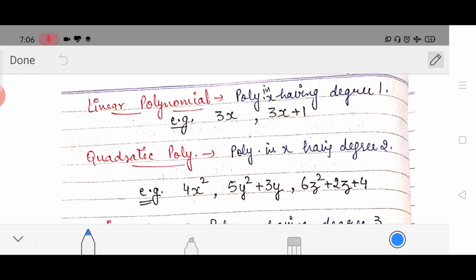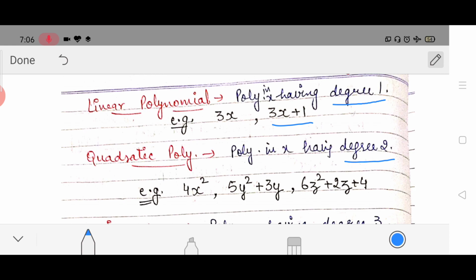So here you have to learn this point. Linear polynomial means its degree should be 1. And what is quadratic polynomial? As the name suggests, quadratic means its degree should be 2. By example, in linear polynomial we have 3x plus 1. In this example you can see that we are having a variable x whose power is 1, and other than this variable we are not having any power, so that's why its degree is 1.